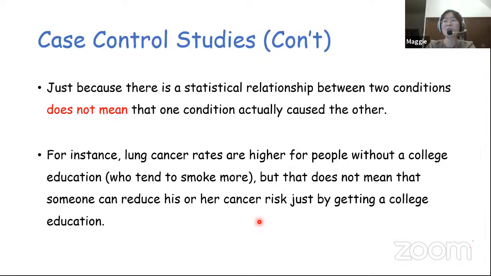That does not mean that someone can reduce his or her cancer risk by getting a college education, right? So sometimes, although you can draw a conclusion from a statistical relationship between 2 different groups, this kind of data does not mean that one condition actually causes the other. So after the statistical analysis of your data, you need to use your own judgment to evaluate your data to get the correct, true conclusion of your study.